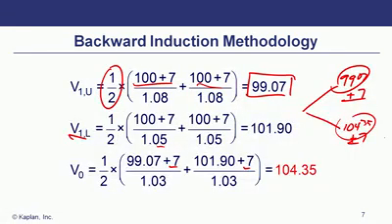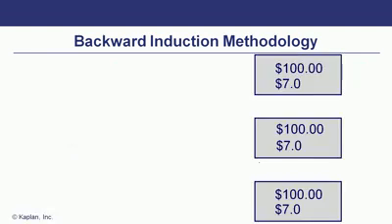So don't forget to add in the coupon payments. $99.07 plus 7, so $106.07, and then $104... what is that? $111.35. Multiply them each by 0.5, divide by 1.03, and you're going to get the value of the bond today of 104.35.